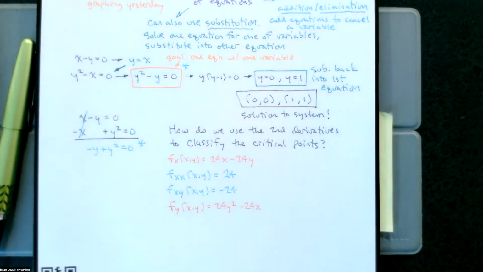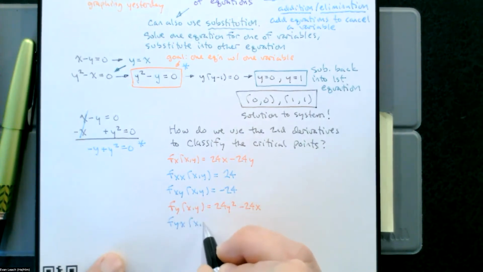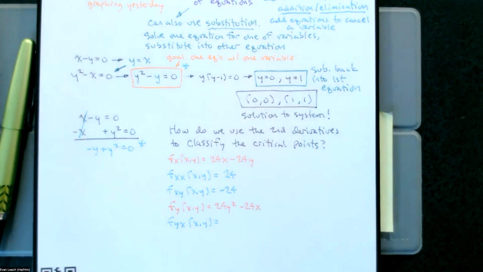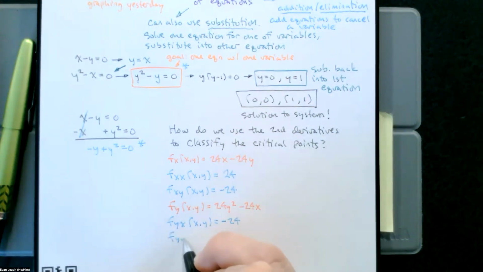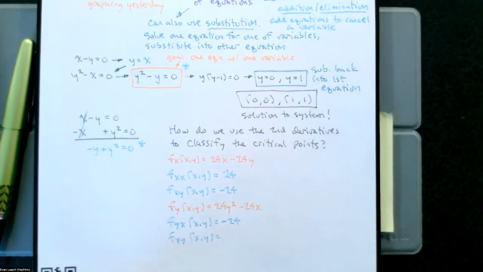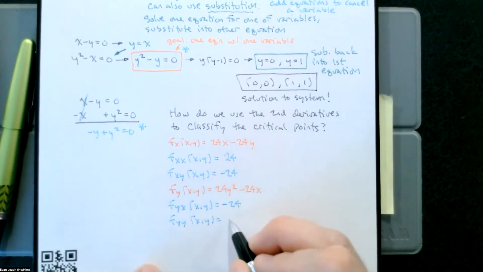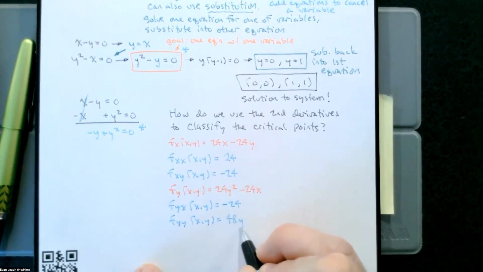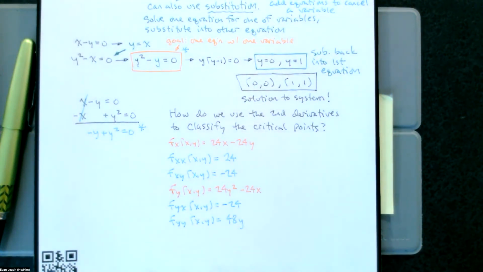So I've got fy, which is 24y squared minus 24x. I can take the derivative of this fy with respect to x. With respect to x, 24y squared is constant, but negative 24x is variable. The derivative here is negative 24. I also have fyy. Now, y is the variable. The derivative of 24y squared with respect to y is 48y. Four second partial derivatives.